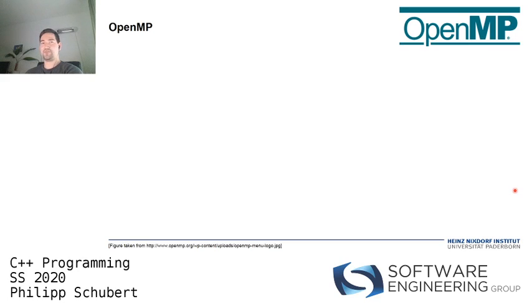What else do we have? We also have OpenMP, which will be quite interesting and very useful to you. What is OpenMP? OpenMP is an API, an application programming interface, for shared memory programming in C++. We will learn what shared memory programming is in the next class. In the next lecture, we will have a high performance lecture where we talk about all that kind of stuff.